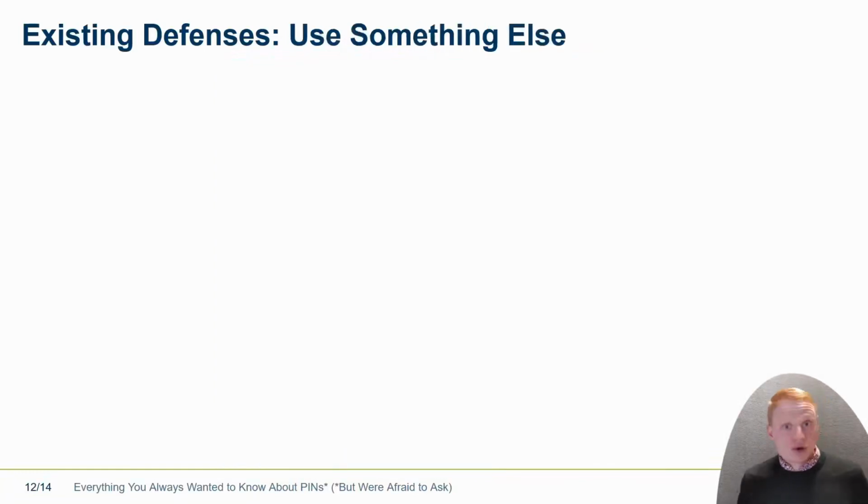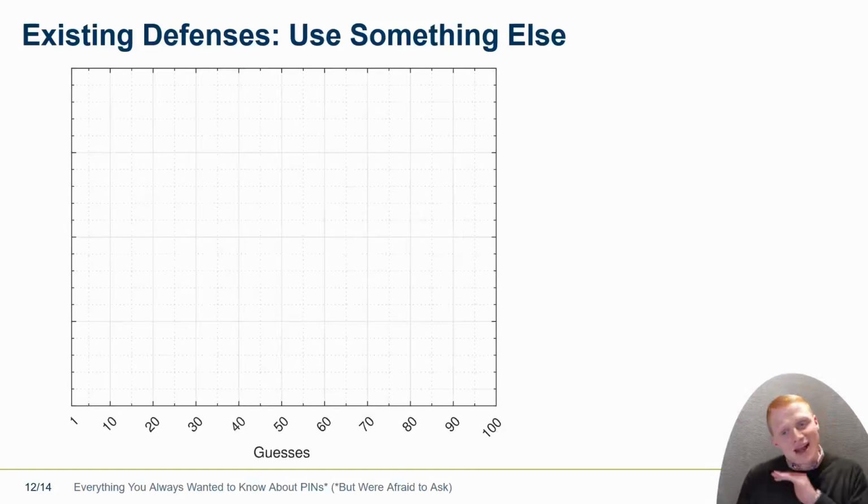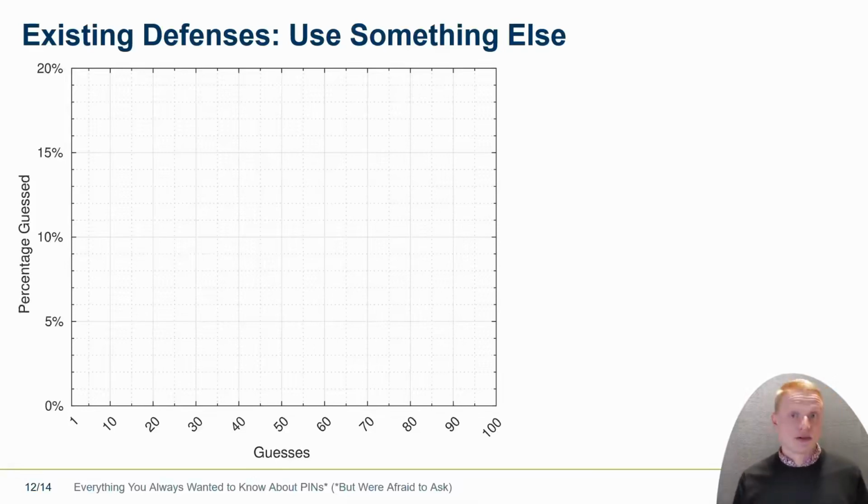Let's say we don't want to go with PINs, we want to go with another authenticator, for example, pattern or password. What can we do here? Well, we look at the number of guesses that the attacker can make, and on the y-axis, we have the success rate of the attacker.